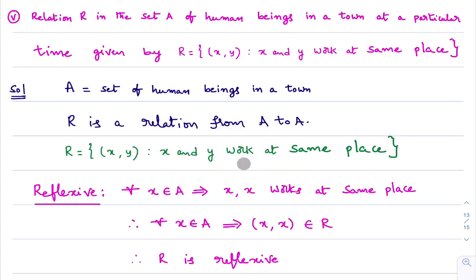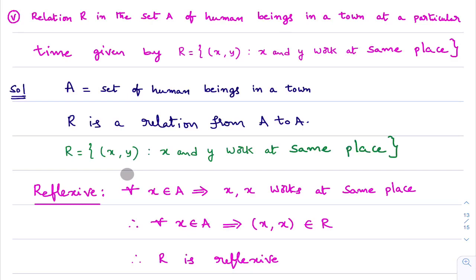Now the question may arise. Here, ordered pair (y, z) is there in this relation. If you know y and z work at the same place, then ordered pair (y, z) belongs to this relation. I hope you are understanding, right? If x and y work at the same place, then the ordered pair (x, y) will be in this relation. Now the point is, we need to check whether this relation is reflexive, symmetric or transitive.